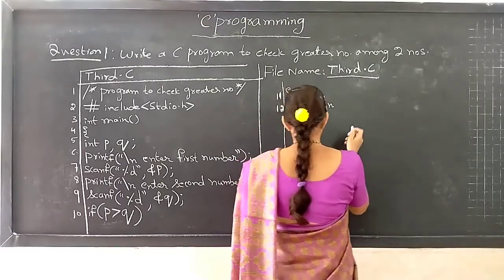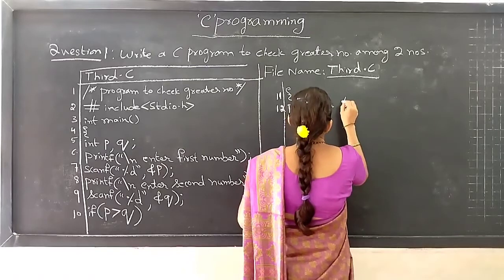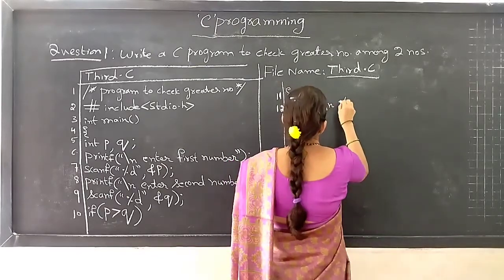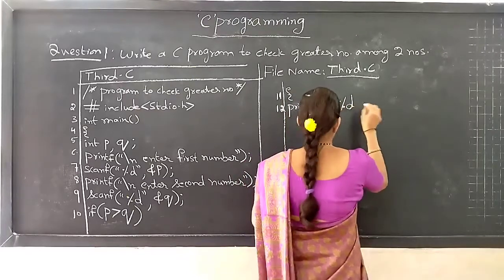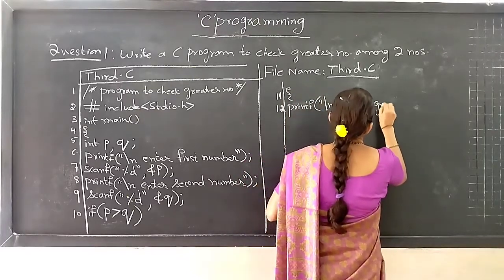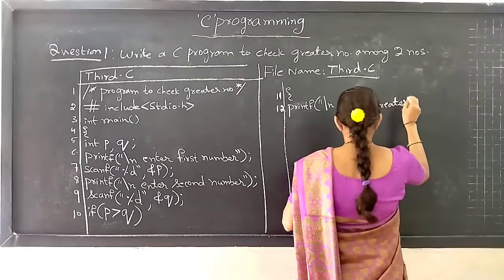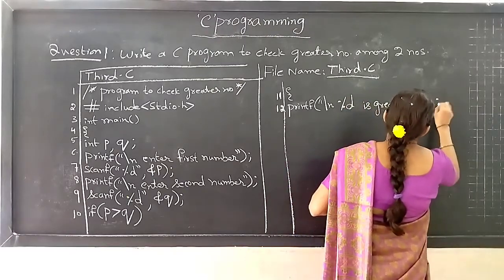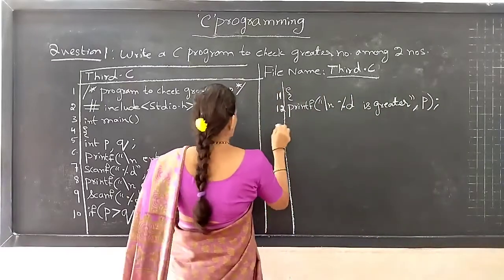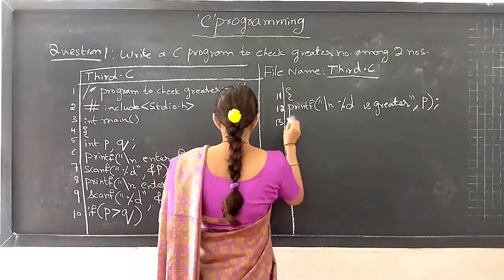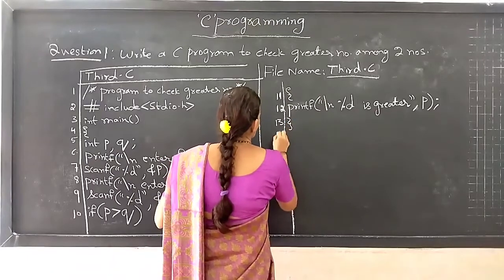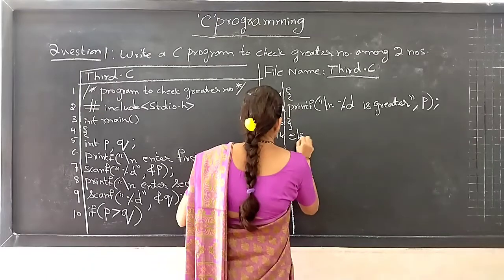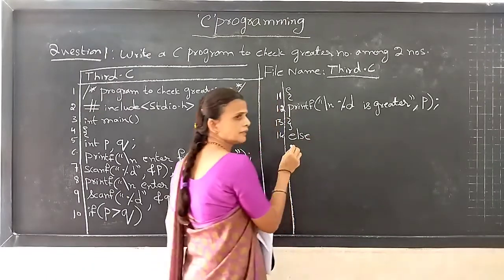%d is greater, \n %d is greater, double quotes close, comma, p, semicolon. Then you have to close the flower bracket. Then again you have to write else. Else means otherwise.